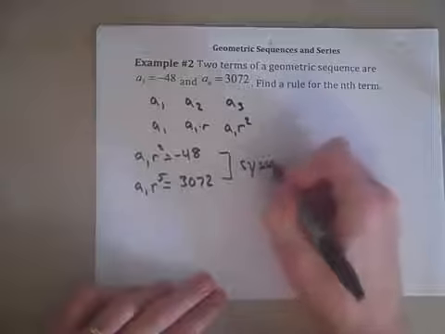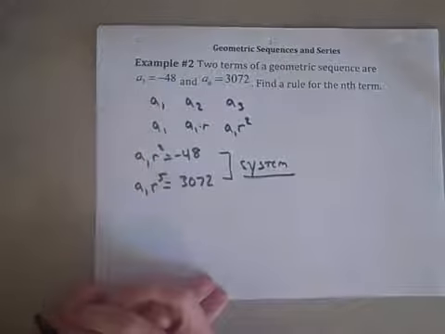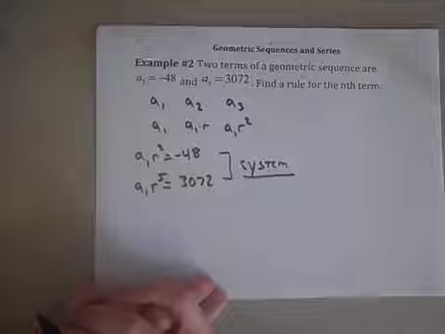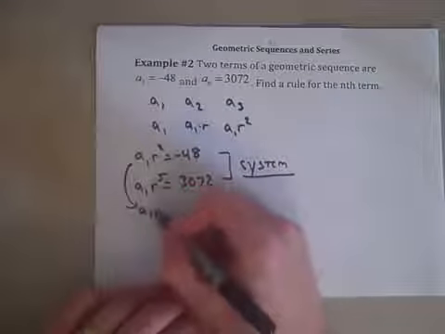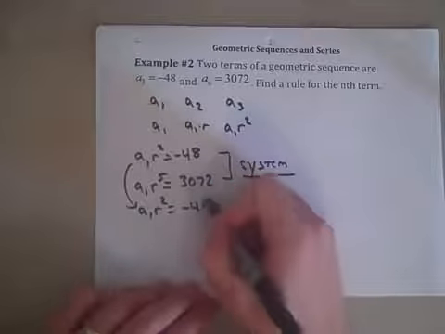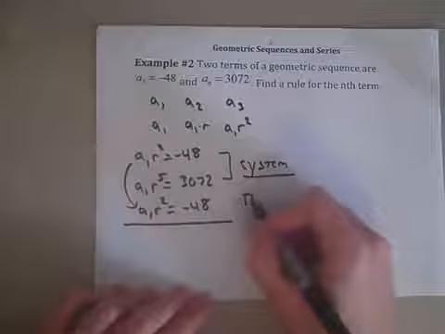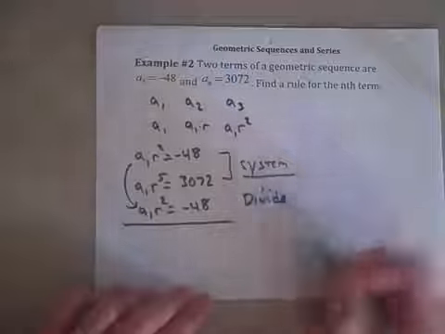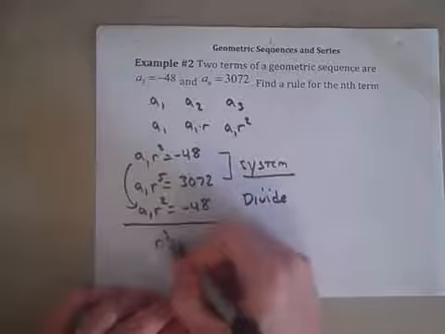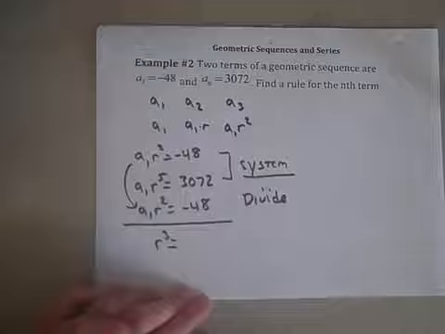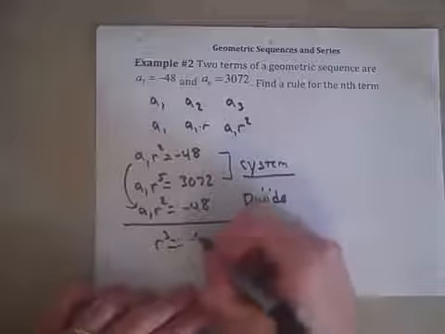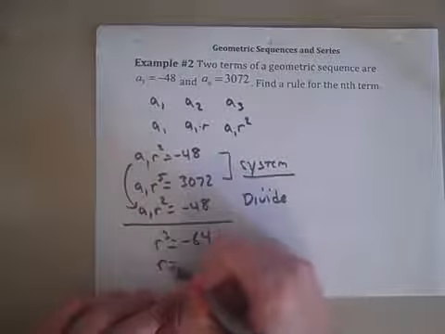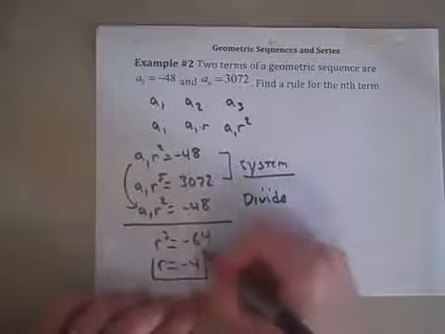System. So this is the second time a system has come up this unit on a video. It's probably important. So let's put this underneath. We're going to divide. I don't know what that is, but if we were to take the time to figure it out, or just honestly throw it into a calculator, guys, you're going to get negative 64. Common ratio is negative 4.